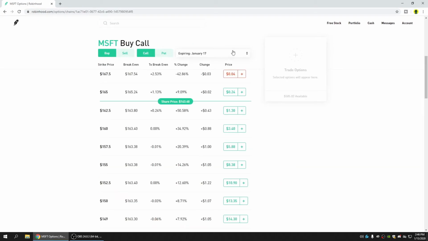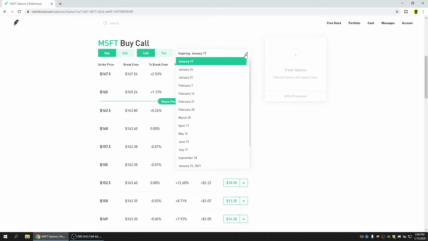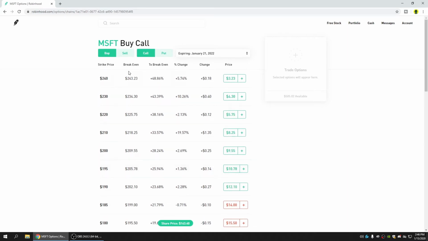Now as you can see, you got this expiring up here, January 17th. You click on this and it'll bring up a bunch of different dates, all the way up to about 2 years away, which is kind of crazy that you can buy a contract 2 years away. They're very expensive, but if you can pinpoint where the share will be, this could be a very good play in the long term.